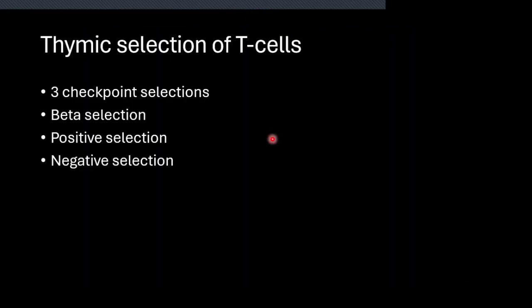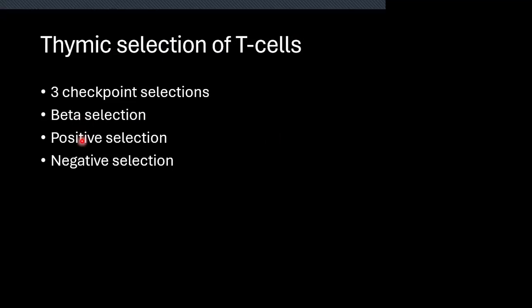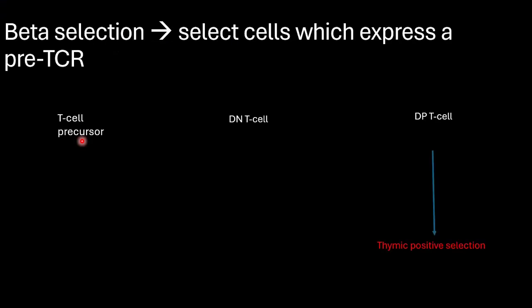So, thymic education. We have 3 checkpoint selections. The first selection and the second selection, beta selection and positive selection, both occur within the cortex. But then negative selection occurs within the medulla. So what is beta selection? Beta selection simply selects cells which express a pre-T cell receptor. A T cell receptor is made up of an alpha chain and a beta chain.